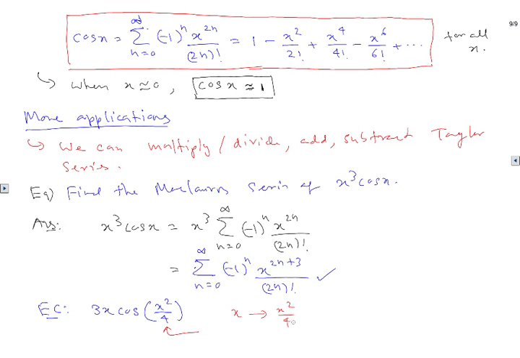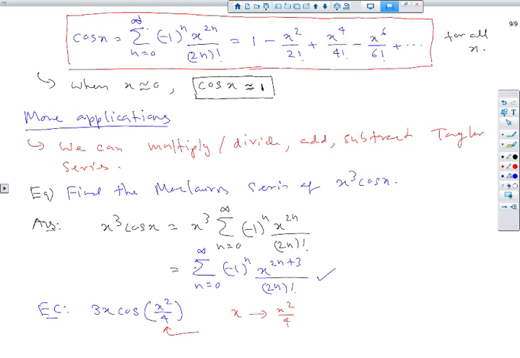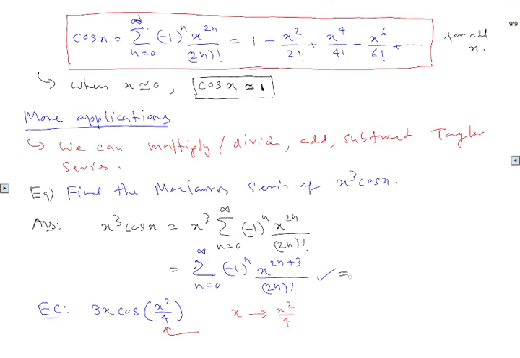For the previous one, if you want to write just a few extra terms, what are the first few terms? You get x cubed as the first term, then x to the 5 over 2 factorial, plus x to the 7 over 4 factorial, and then minus x to the 9 over 6 factorial, like that. Those are just a few extra terms if you need them.